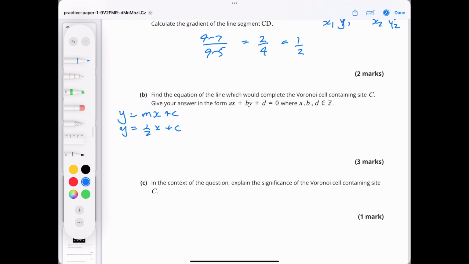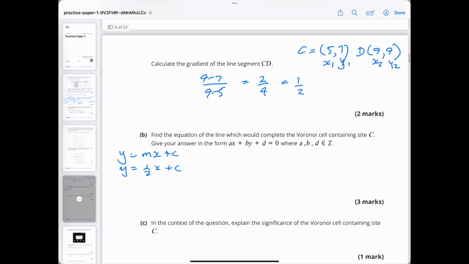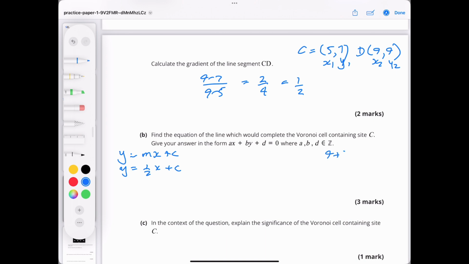Now, before we go any further, let's find the midpoint for C and D. So the midpoint would be, for the x, 9 plus 5 over 2, and for the y, 9 plus 7 over 2, so that gives us 14 over 2, which is 7, and 16 over 2, which is 8. And now we're going to find the perpendicular. So basically we're finding the perpendicular bisector, and the perpendicular would be the negative reciprocal.